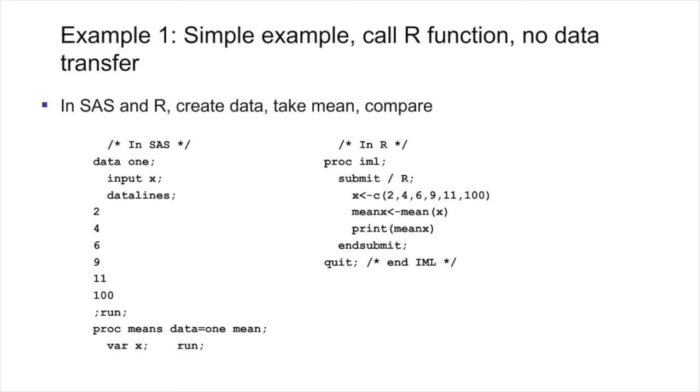So first, on the left-hand side, in SAS, we're going to do a little data step to make a data set, and then we're going to do a PROC MEANS to get the mean. On the right-hand side, we're going to do the same thing with this interface. We're going to use PROC IML and QUIT as bookends.